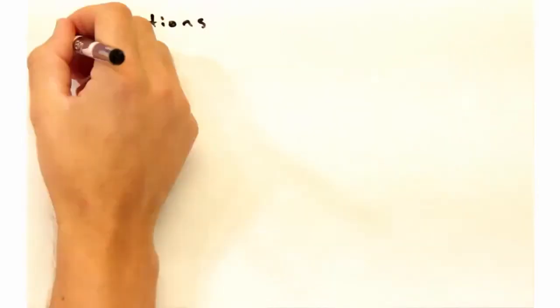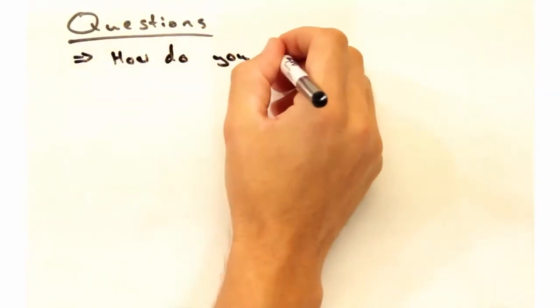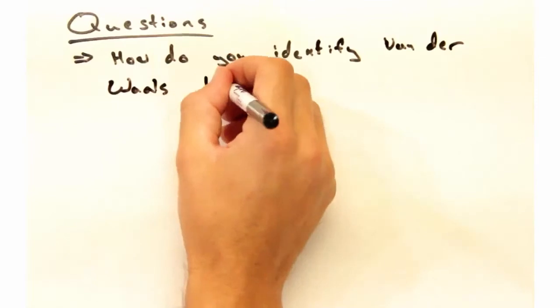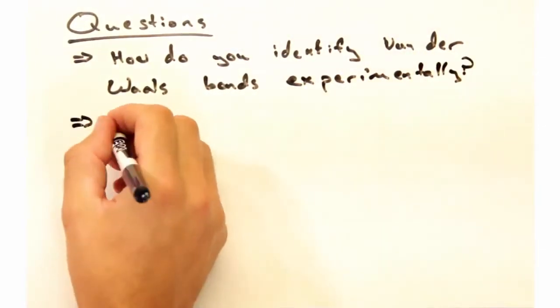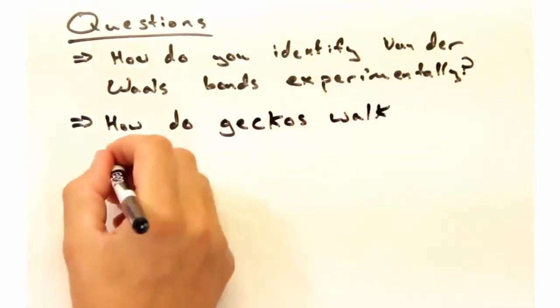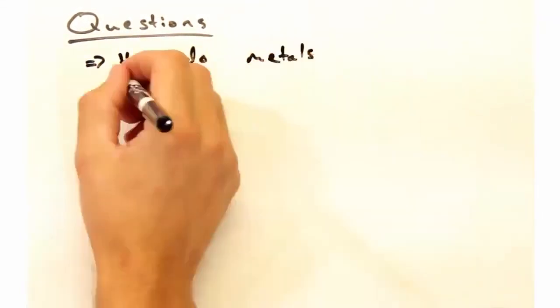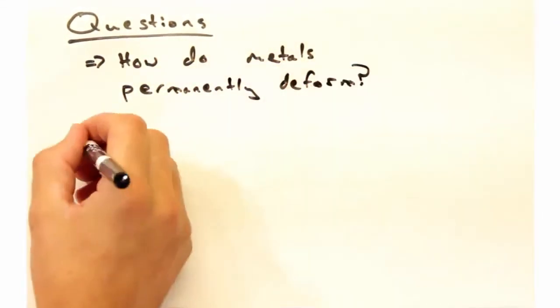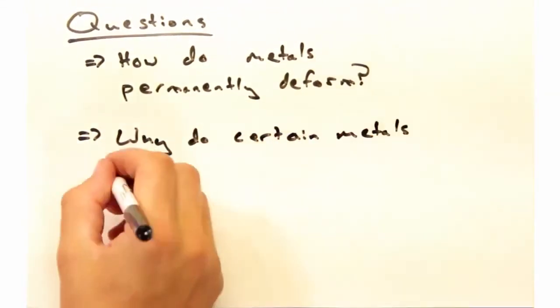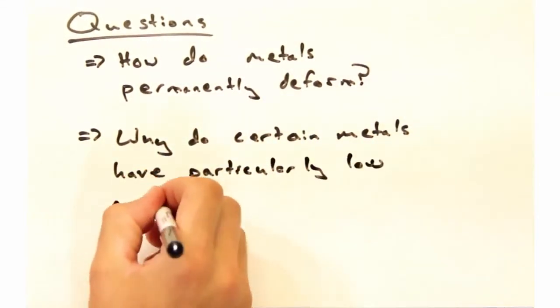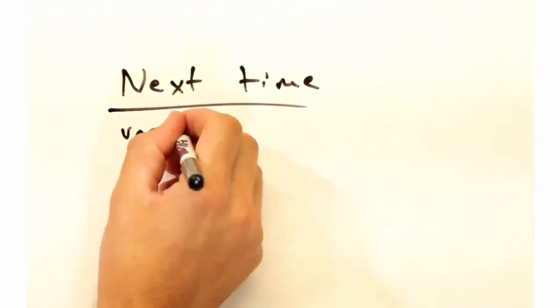As always, here are some questions to ponder. First, how would one identify van der Waals bonds experimentally? Another one, how do geckos walk on walls? And thinking about metals, how could one explain how they permanently deform, and why do certain metals like gallium have particularly low melting points?